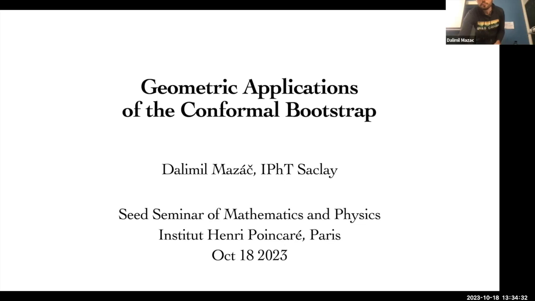This first thematic period, which will last for a trimester, is about conformal fields and sphere packing. So it is really our pleasure to have Dalimil Mazáč from Saclay, who is talking about the geometric applications of the conformal bootstrap.